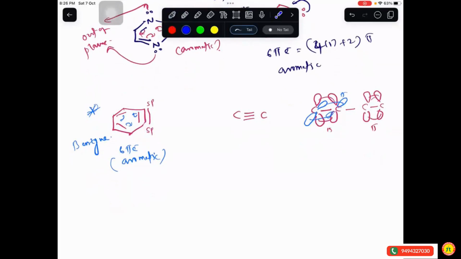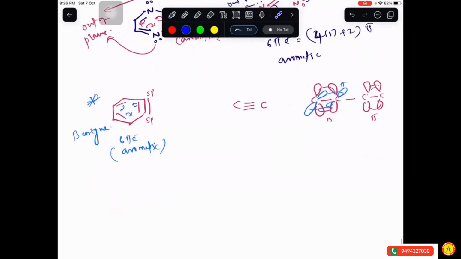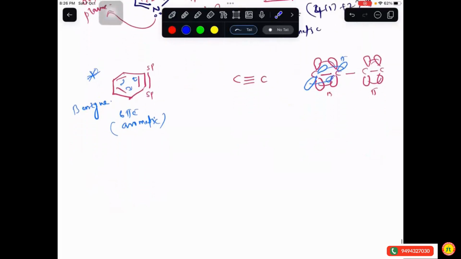Next one, clear? Next one. Some more important molecules are there. This is called ferrocene.